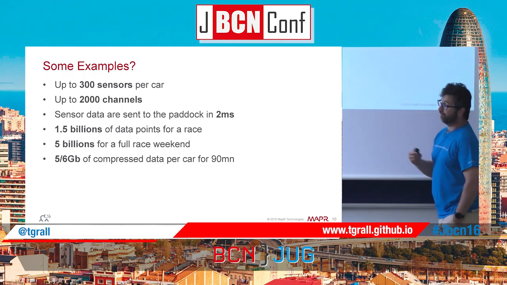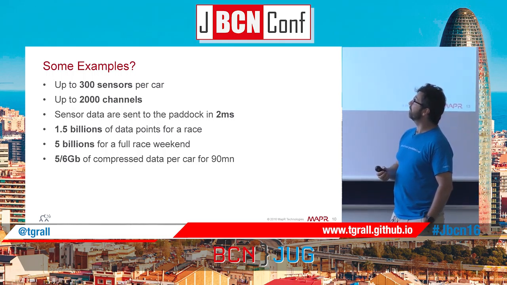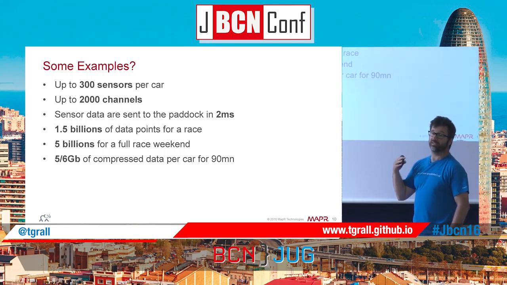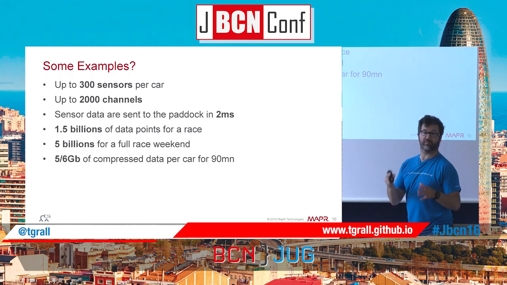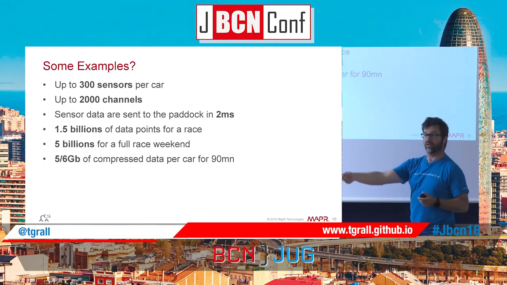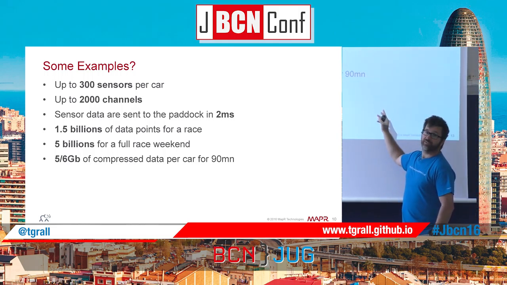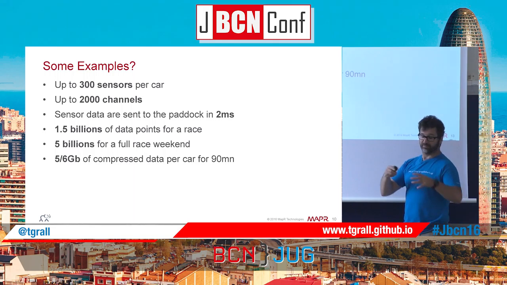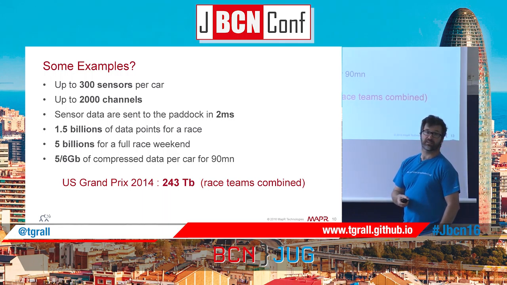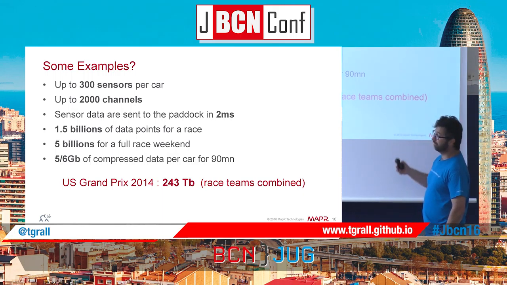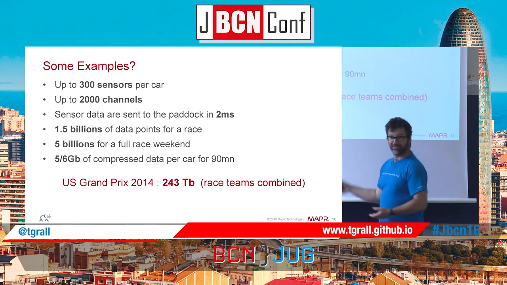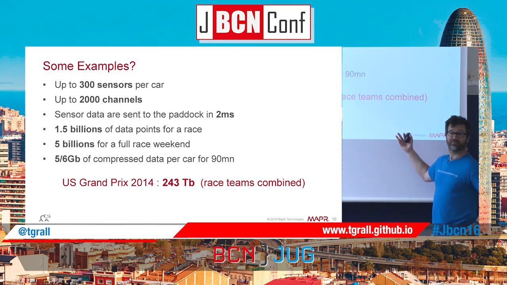For one car, for 90 minutes, it's around 5 to 6 gigabytes of data, compressed in its own binary format. It's a very optimized format because you have to send the data from the car over a Wi-Fi connection. But globally, when you take all the data from all the cars and all the teams during a weekend, it's 240 terabytes of data. Some people, Google maybe, would see it as small, but for me at least, it's a big set of data.